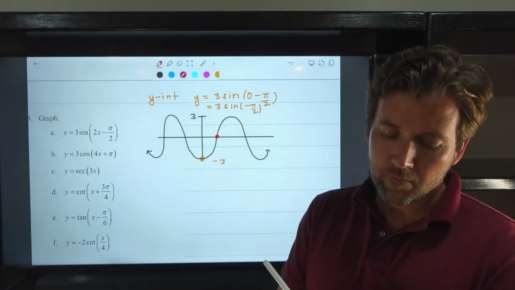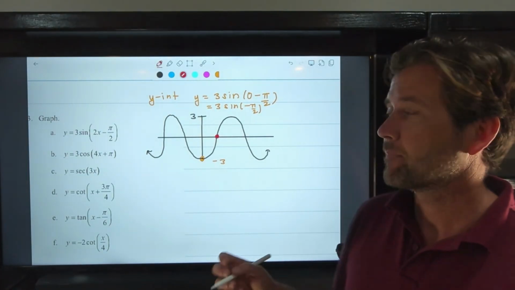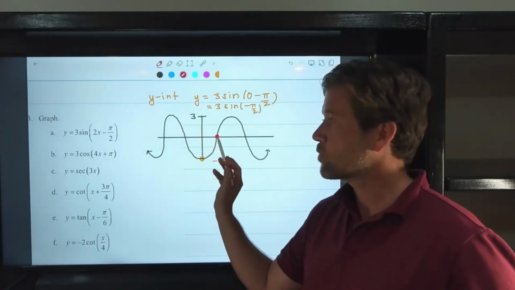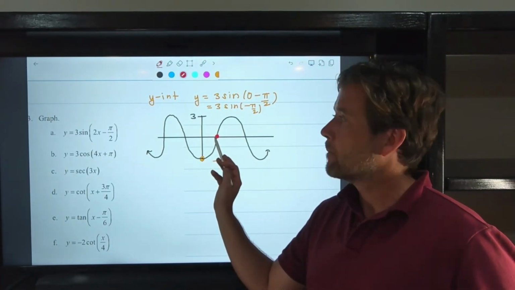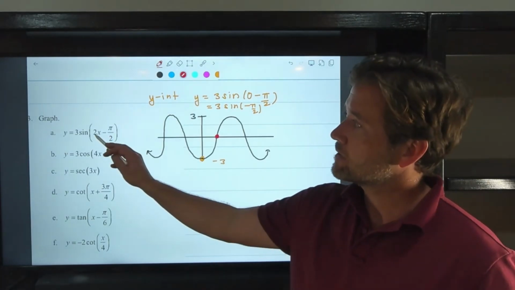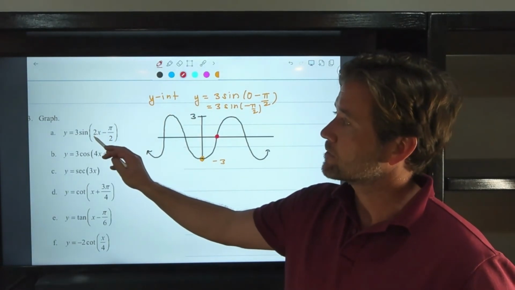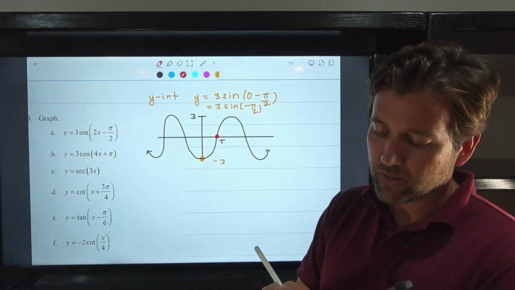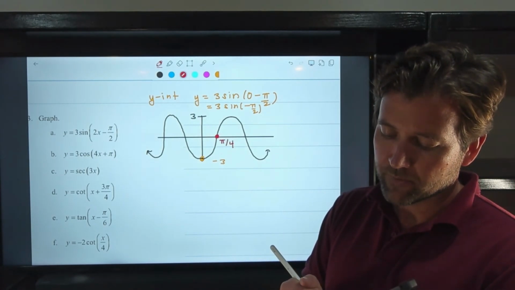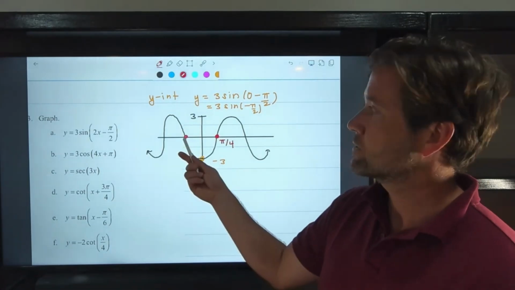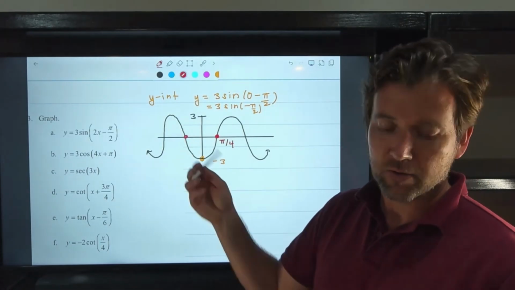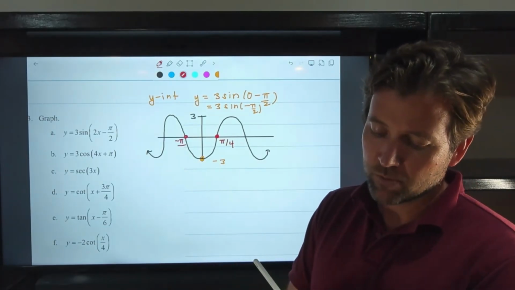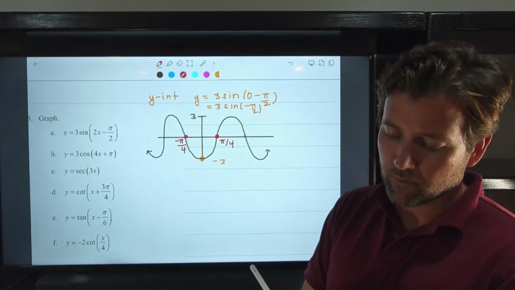So for cosine, this first x-intercept, because this graph's symmetric to the y-axis, is normally pi over 2. But the period changed, so I'm going to divide, not multiply by 2. I'm going to do the inverse of this. I'm going to divide by 2. So if this is normally pi over 2, I'm going to divide by 2, and that becomes pi over 4. This x-intercept is normally negative pi over 2 for the cosine function. And now when we divide by 2, it becomes negative pi over 4.